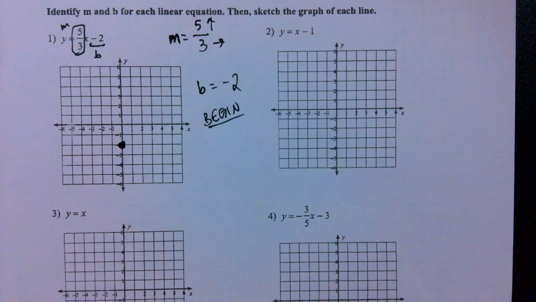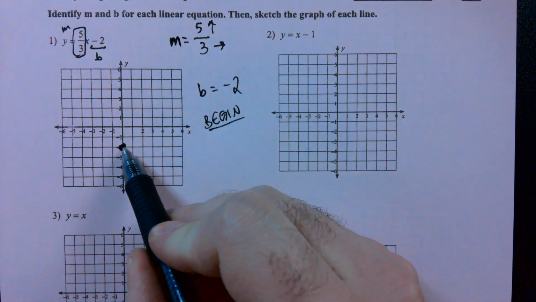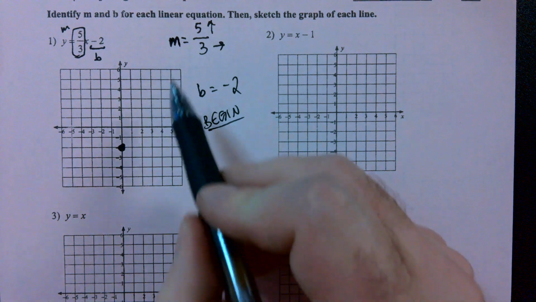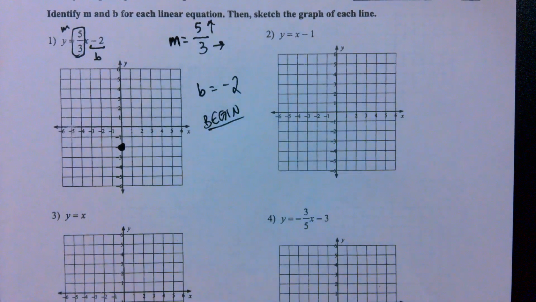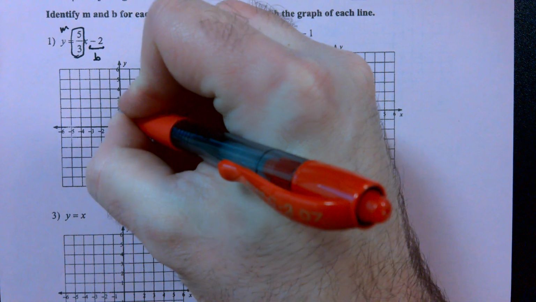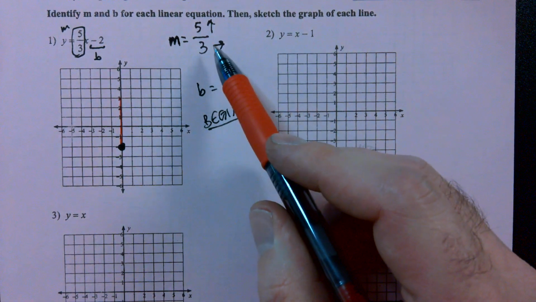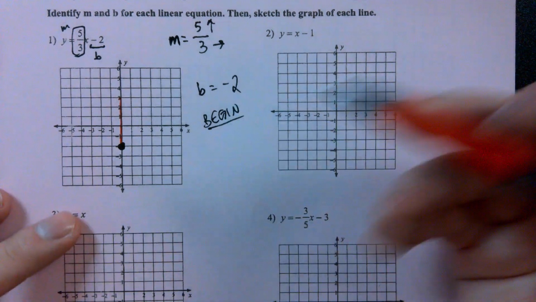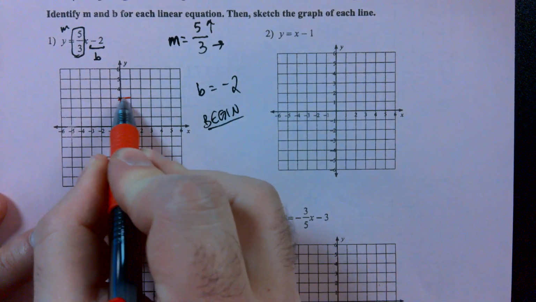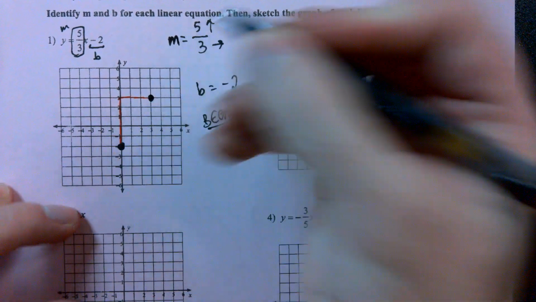Real quick, give me a thumbs up if you're with me. Okay. From that beginning dot, I'm going to follow my directions. I'm going to go 5 spaces up. 1, 2, 3, 4, 5. I'm not going to make a dot just yet, because now I'm going to run 3 spaces to the right. 1, 2, 3. Wherever I land, that's where I make my dot.